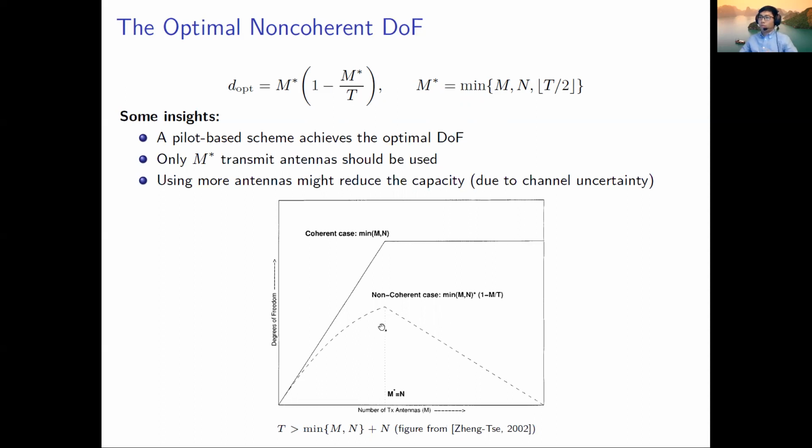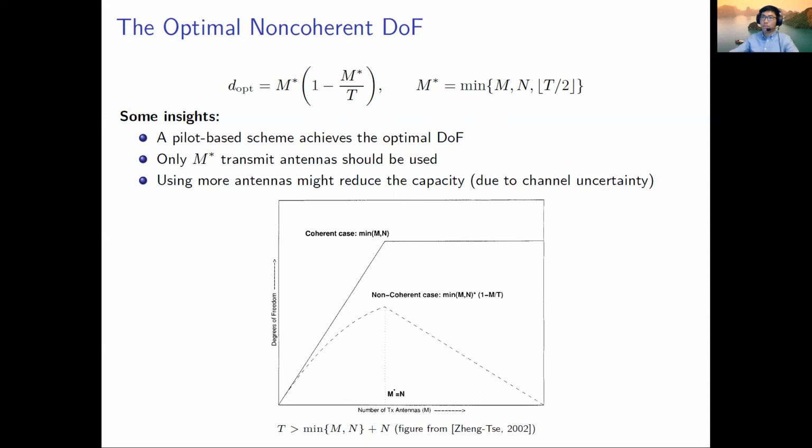The reason for this behavior is that when we keep increasing the number of transmit antennas, at some point we don't increase the spatial dimension anymore, but we add more and more channel uncertainty to the problem.